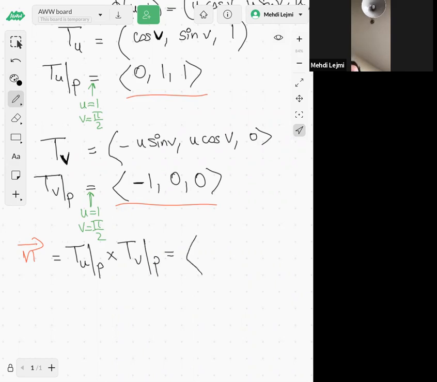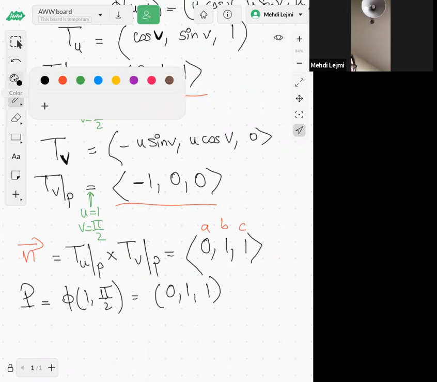So that'll be equal to, again, guys, if you have trouble with cross product, just let me know. So here it is going to be 0, then positive 1, and then the last component is going to be positive 1. Okay, so this is my normal vector. This is like my A, B, and C, right? And again, the point P is phi of 1, pi over 2, and that's 0, 1, 1. So this is my x0, y0, z0.